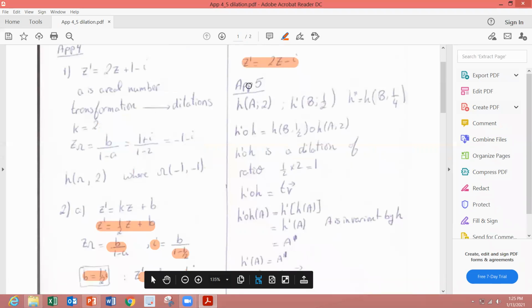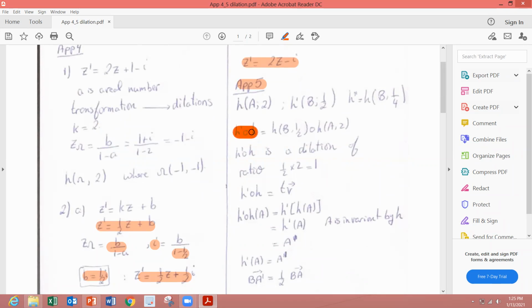Application 5. So H prime round H equals H of center B and ratio half, round H of center A and ratio 2. So H prime round H is a dilation of ratio half times 2, equal to 1. So H prime round H will be a translation.